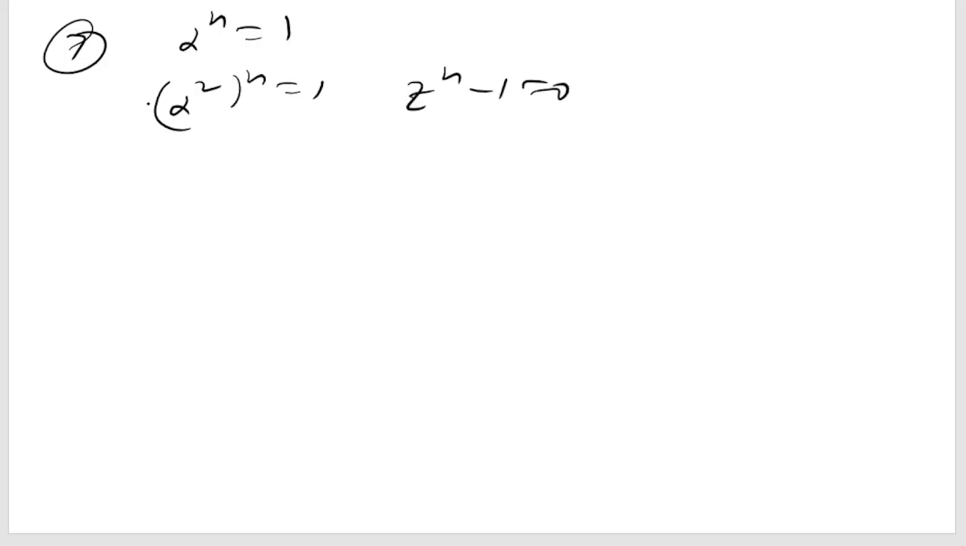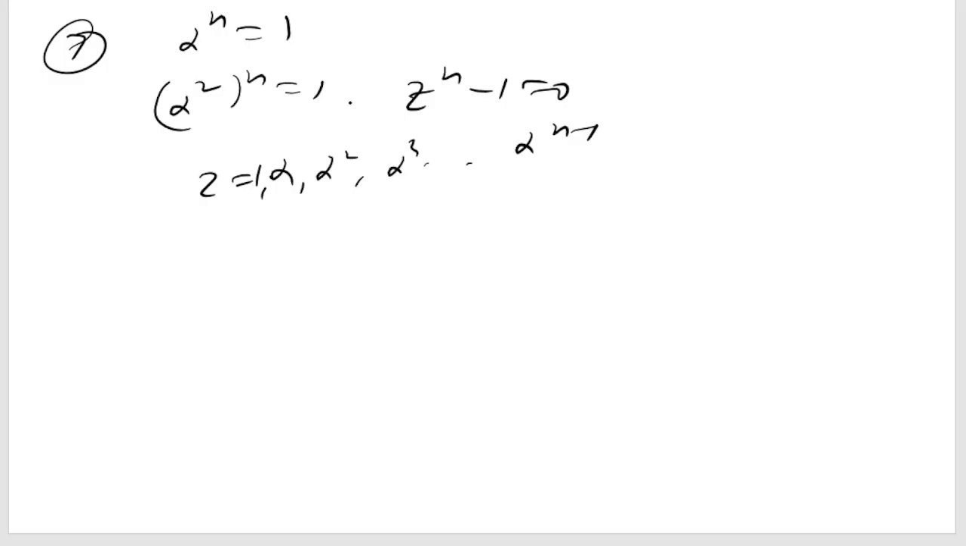Okay, so now let's talk about the next property. Clearly see, alpha to the power n is equal to 1 we have observed here, and alpha square to the power n is also 1. See, they are the roots of z to the power n is equal to 1. So z is equal to 1, alpha, alpha square, alpha cube, up to alpha to the power n minus 1. They are the roots of z to the power n minus 1, so they will satisfy it. Satisfy means if we substitute z is equal to alpha, or alpha square, or whatever we substitute here, they are going to satisfy this equation.